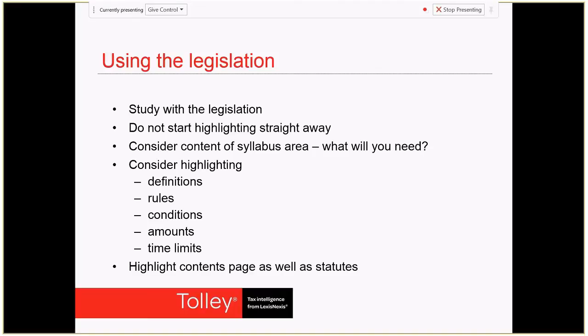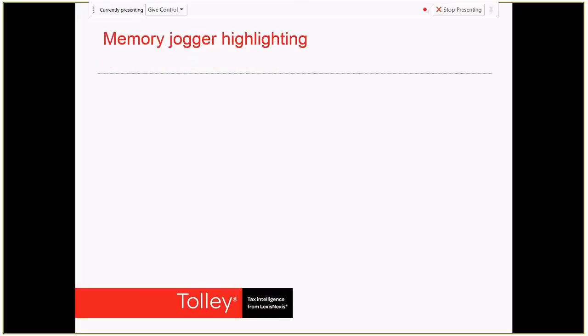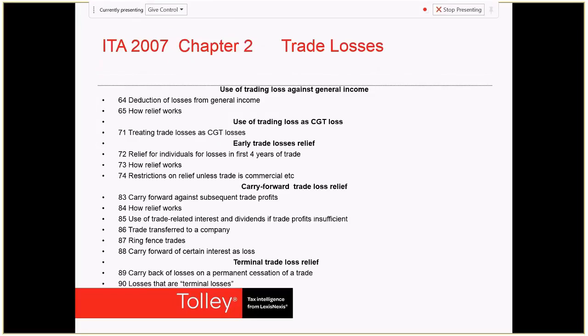You should only be using the legislation where it's, oh right, EMI, full-time worker. Can't remember what full-time worker is. I'll just look that condition up. That sort of thing. So it's a memory jogger. So there's different ways you can highlight your legislation. The first way is what I call memory jogger highlighting. It's a way that you highlight that will just make something jump out at you and you remember, oh yes, that's what I'm supposed to do.